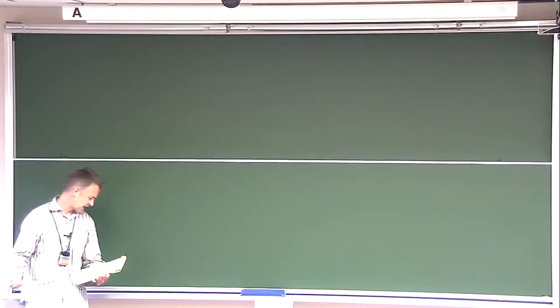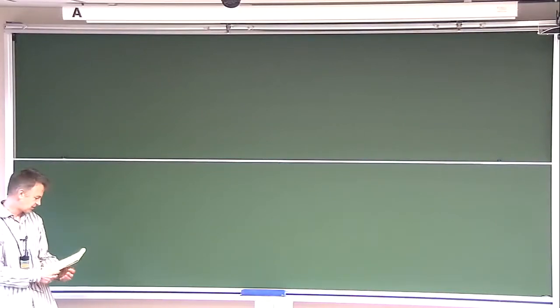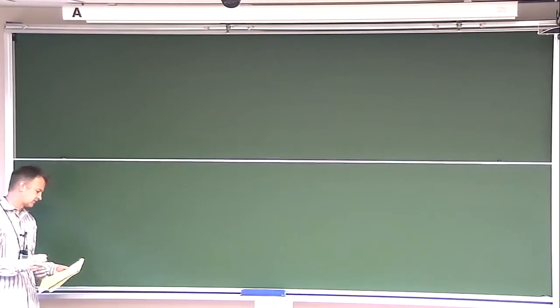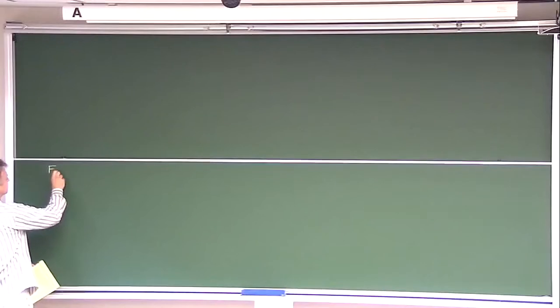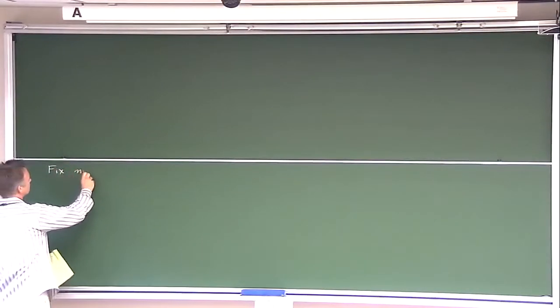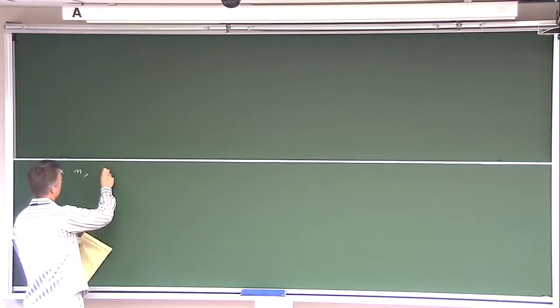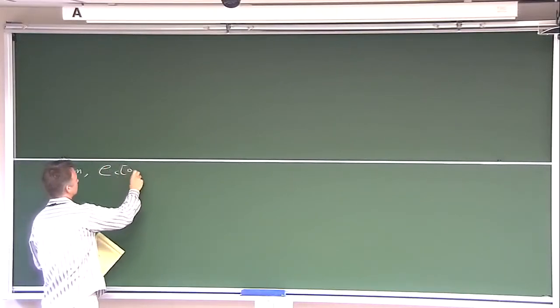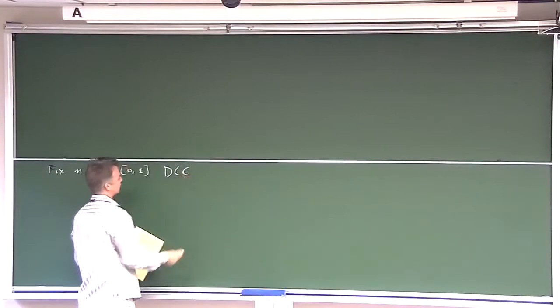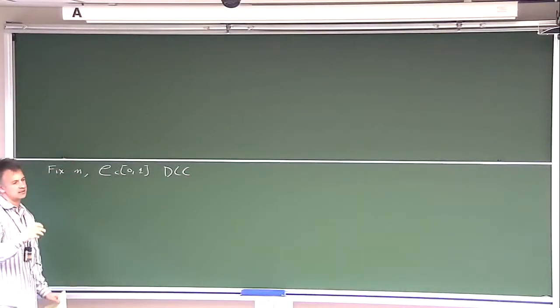Thank you. Coming back, it's been a few days, so maybe I need to remind ourselves at what point of the proof we are at this point. So we fix the dimension and a DCC set. This is a subset of numbers between 0 and 1, which satisfies the DCC condition. You remember DCC means that any non-increasing sequence is eventually constant.